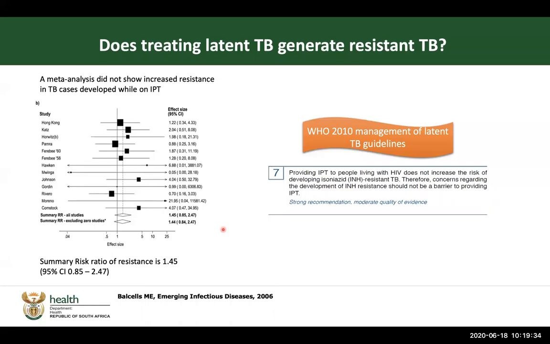So this is a meta-analysis of a huge list of studies that were done. And we can confirm today that there is no evidence, right? Any suspicion or concern about the development of resistance once someone has been initiated on INH is unfounded. There is no evidence that actually confirms that INH monotherapy on a patient who was screened for TB and was identified as asymptomatic is a risk factor for developing TB resistance.